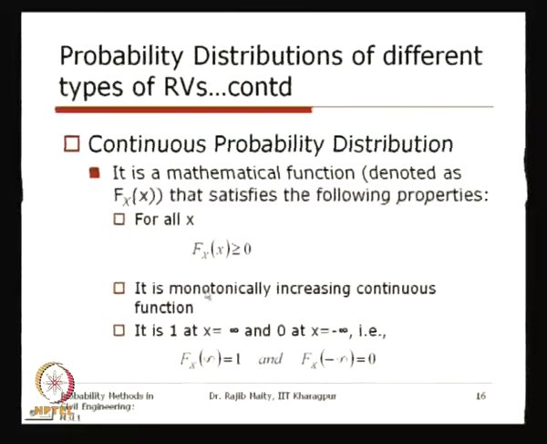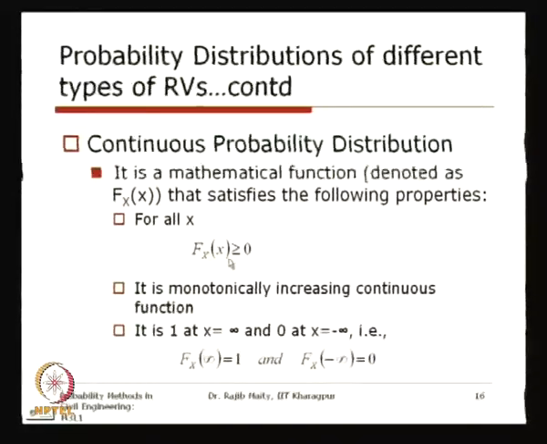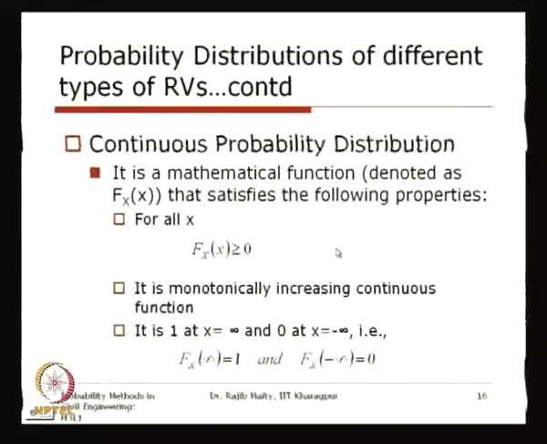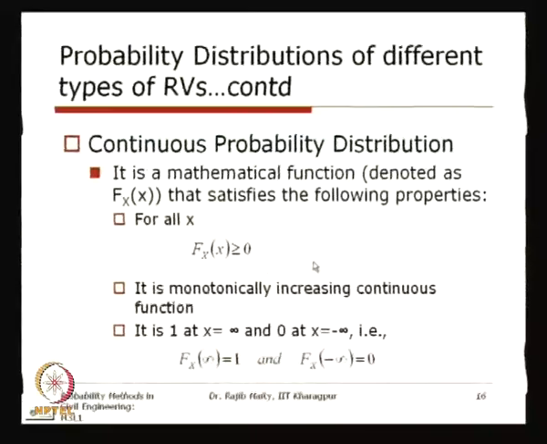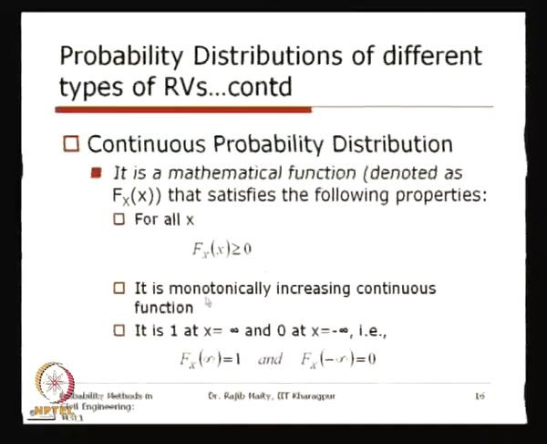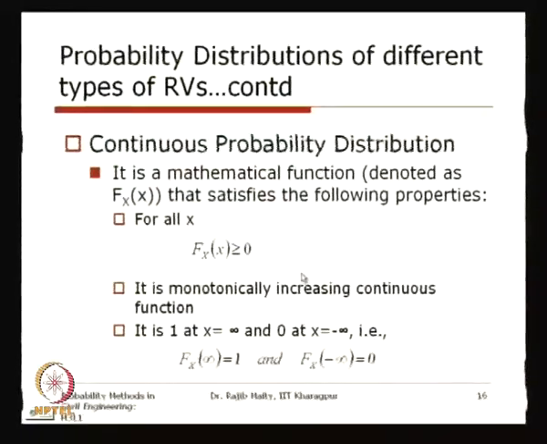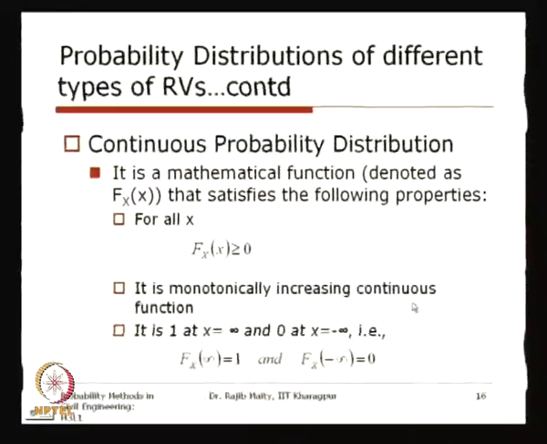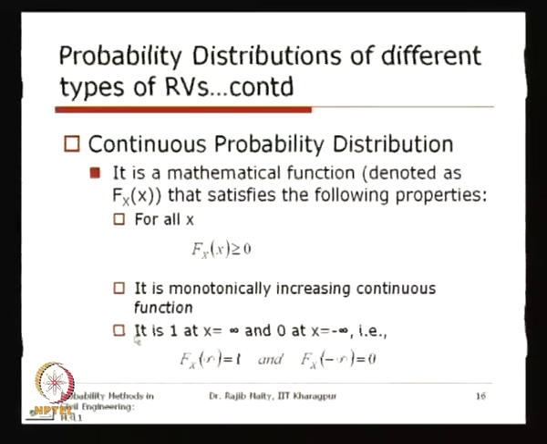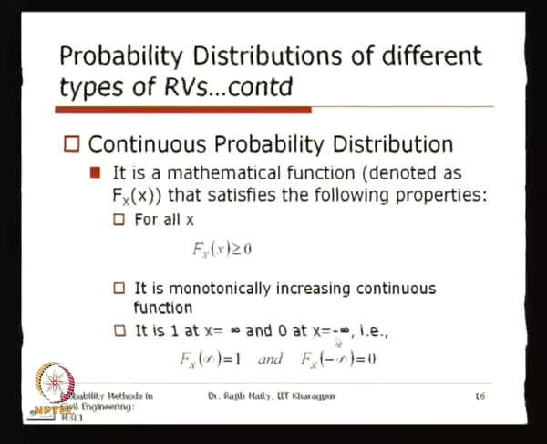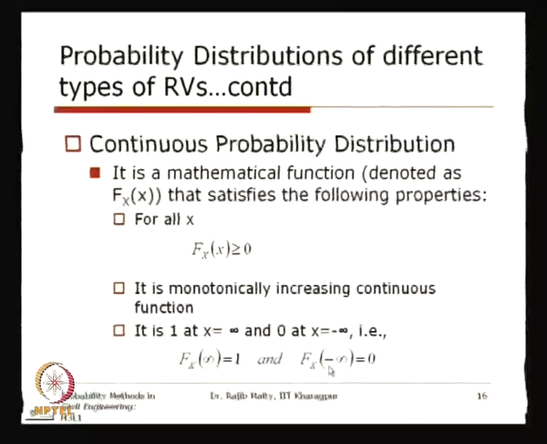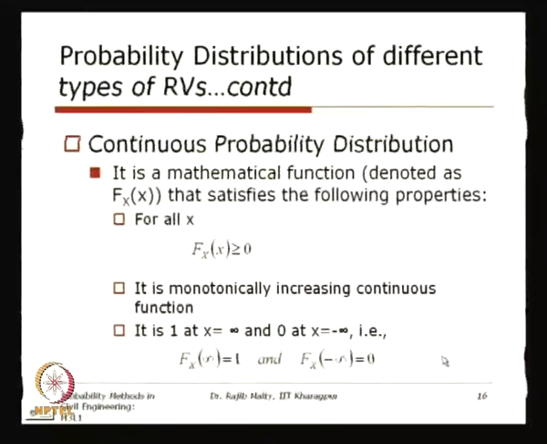Monotonically increasing means that it starts from a value and goes on increasing, and you know that it can go to a maximum. Generally it is defined from 0 to 1. It starts from 0 and goes up to 1, increasing monotonically, and it is a continuous function, as this random variable itself is continuous. So it is 1 at x equals infinity and 0 at x equals minus infinity, that is, the probability at plus infinity is 1 and the probability at minus infinity is 0.